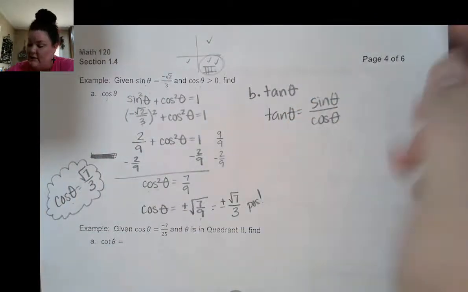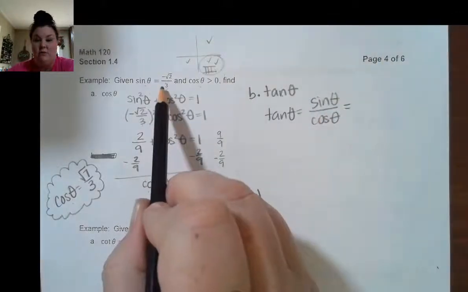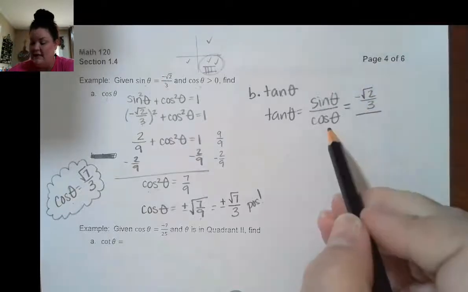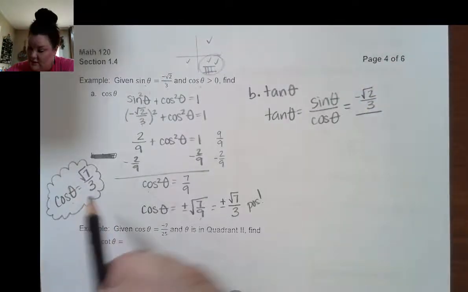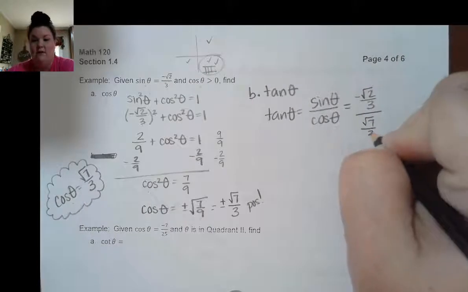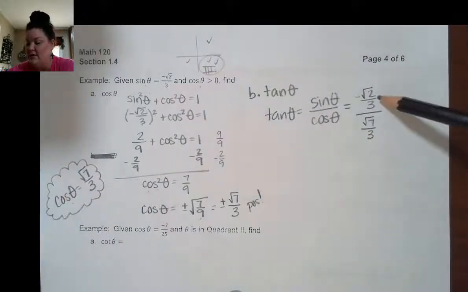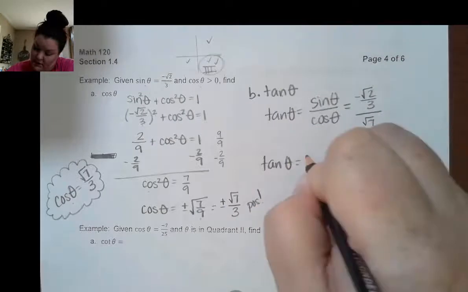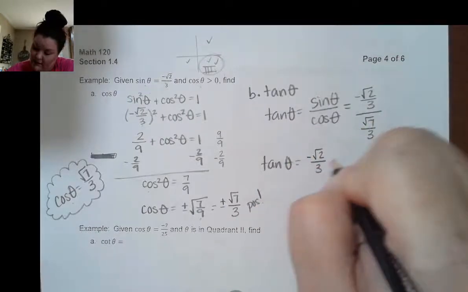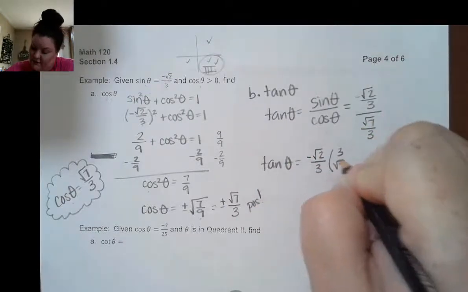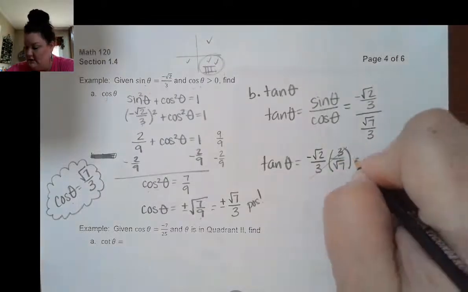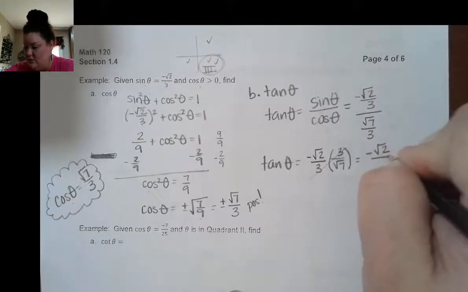Sine theta was given to us, negative square root of 2 over 3. And cosine theta we just figured out to be the square root of 7 over 3. So now all we have to do is flip and multiply by the reciprocal of the bottom, right? So tangent theta is equal to negative square root of 2 over 3 times 3 over square root of 7. We can reduce our 3's, which gives us negative square root of 2 over square root of 7.